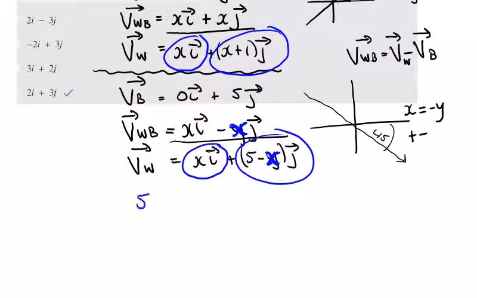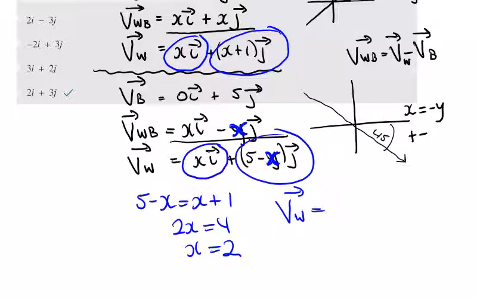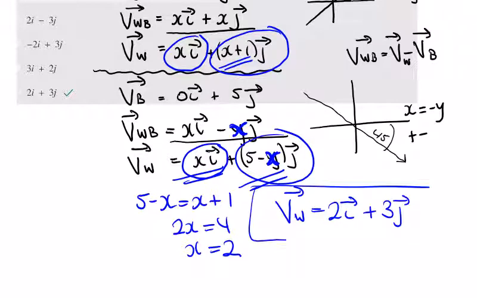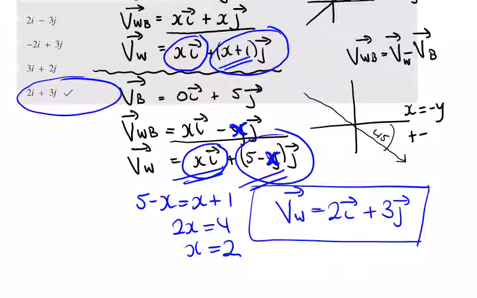so 5 minus x is equal to x plus 1, so 2x is equal to 4, so x is equal to 2. So the velocity of the wind is equal to 2i, and 5 minus x will be plus 3j, or 2 plus 1 is also plus 3j. So the velocity of the wind, 2i plus 3j, in question 1, so you should have circled or ticked D.